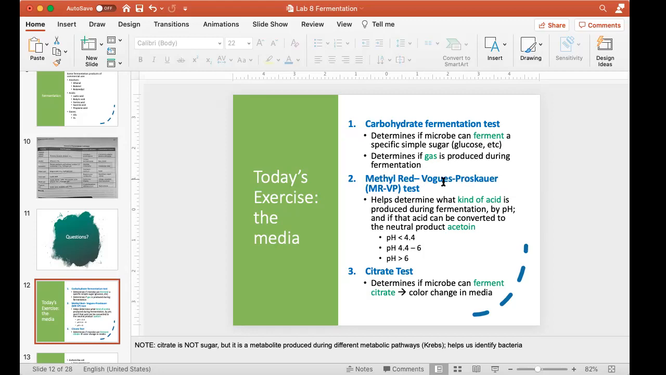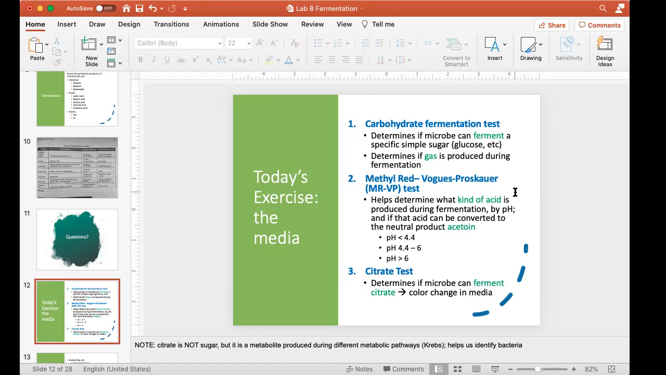What these tests are going to help us determine is, instead of whether a microbe can ferment a particular sugar, what kind of acid is getting produced during the fermentation process. We're not going to be able to identify the acid by name, but we will be able to identify it by how acidic it is. In other words, this test or these tests can tell apart acids that have a pH less than 4.4, acids that have a pH between 4.4 and 6, and acids that have a pH greater than 6. We'll be able to tell which category the acid falls in.